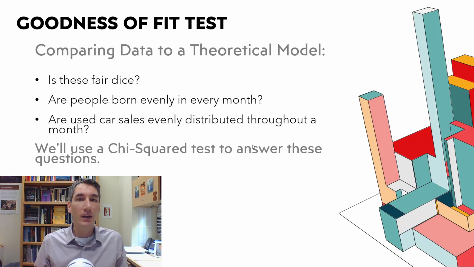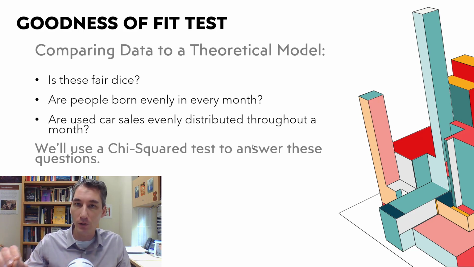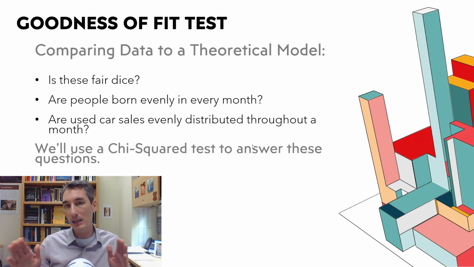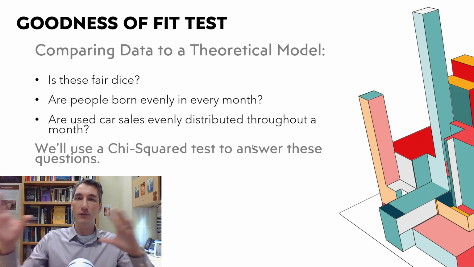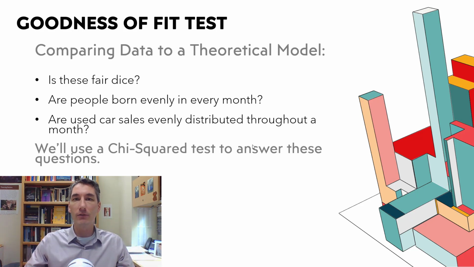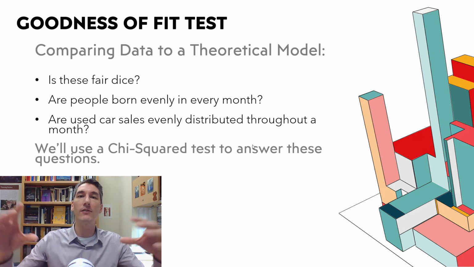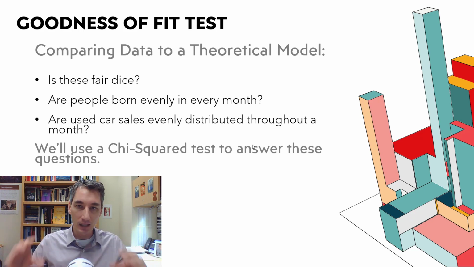Let's take a look. The goodness of fit test is similar to the other chi-squared test we've done before, but the key is that we're comparing data to a theoretical model. Instead of comparing proportions to each other, we have an idea of what should happen, and then we want to see if what is happening is what should happen.